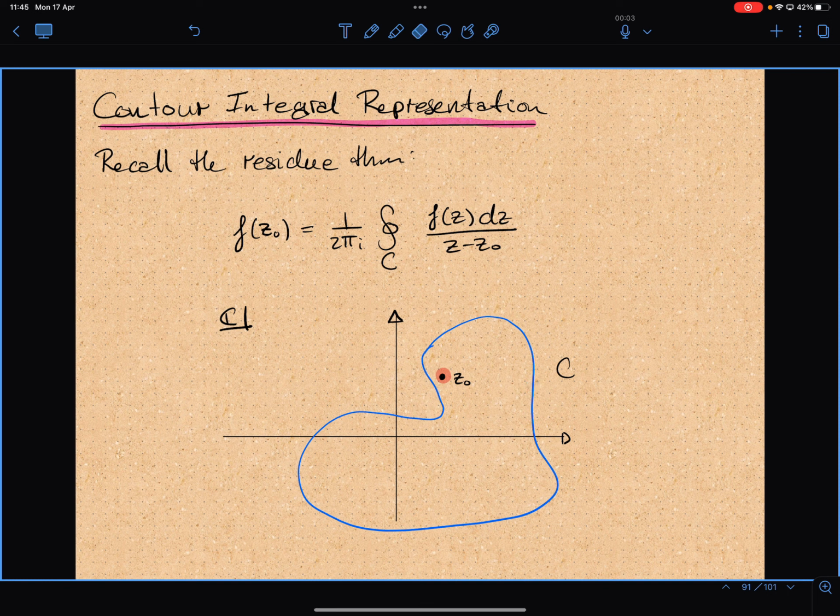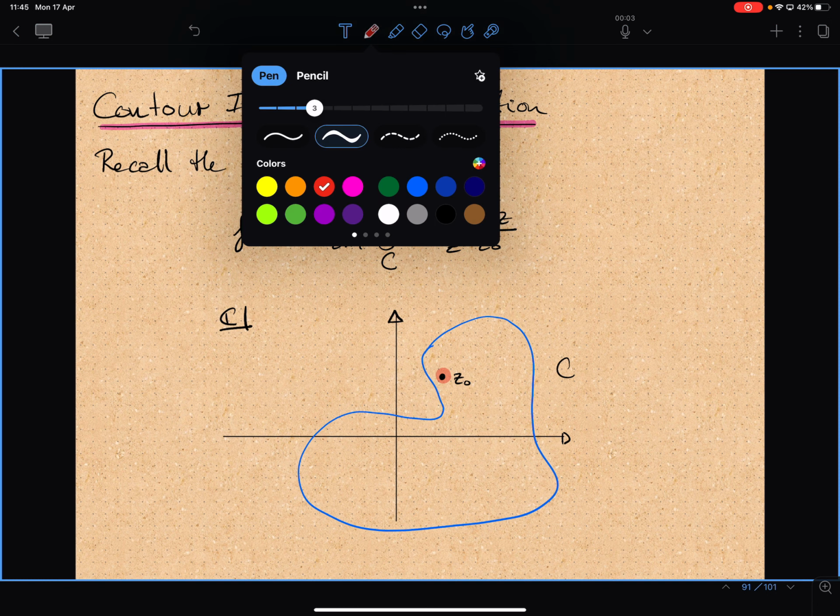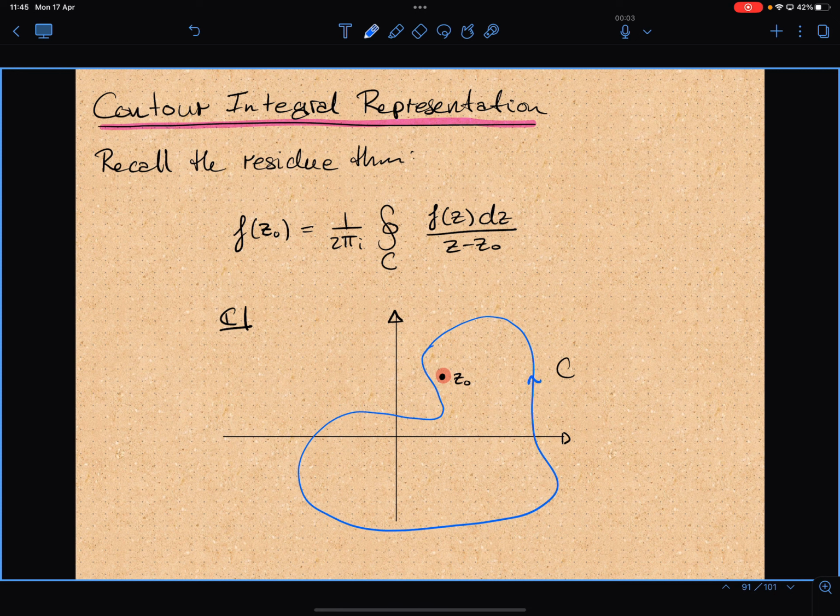Well, I think this should go the other way. You can write it as a contour integral of f of c dc over c minus c naught, where this contour is any contour that contains the point c naught, so that the function f doesn't have a pole, or doesn't go to infinity anywhere inside the region bounded by the curve.